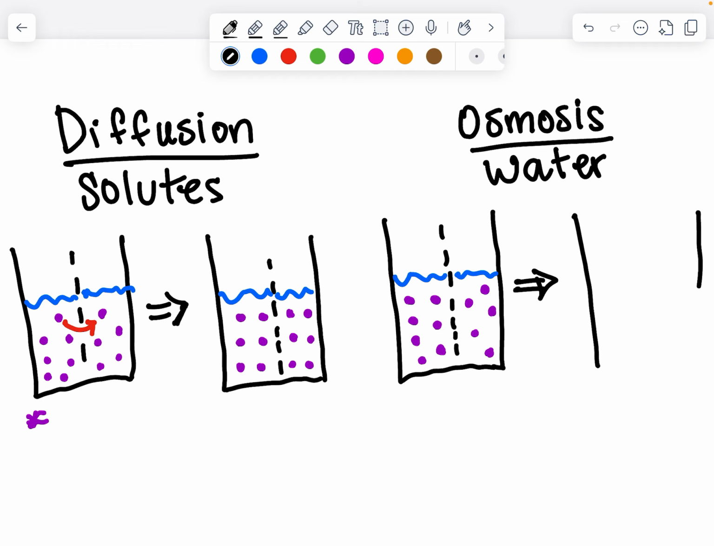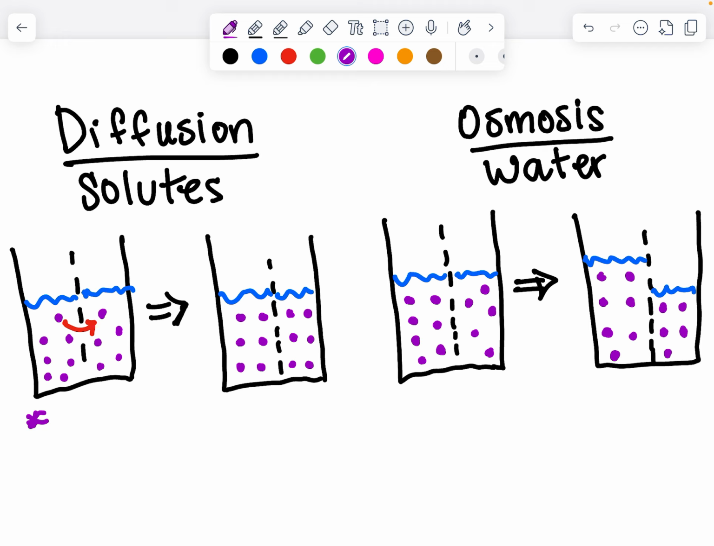So what we're going to have over time is our beaker with the semi-permeable membrane is going to look a little different, with more water on the side with more solutes and less water on the side with less solutes. The solutes have not moved. But now we will have an equal concentration of solutes on each side of the semi-permeable membrane. That's the difference between diffusion and osmosis.